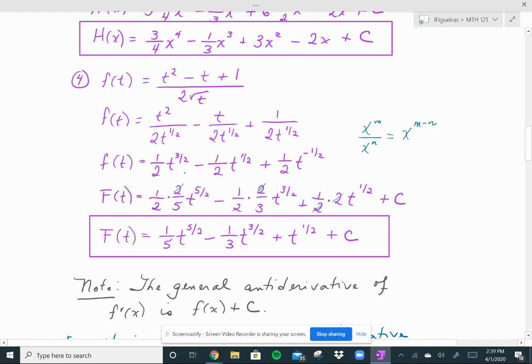Okay, here if you checked if f prime of t equals f of t, you wouldn't exactly get back to where you started because we did some simplification. But if you did check it, it would look like this line right here.